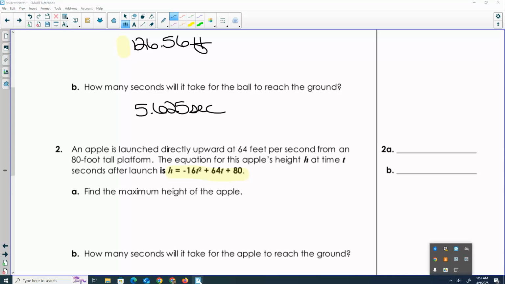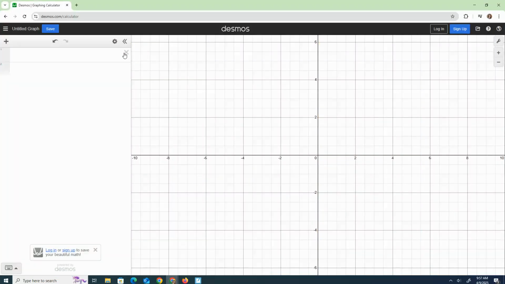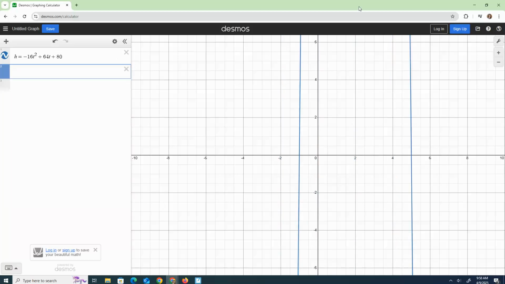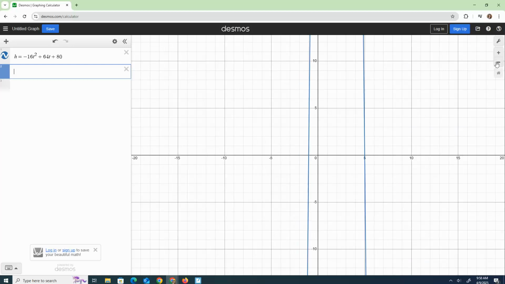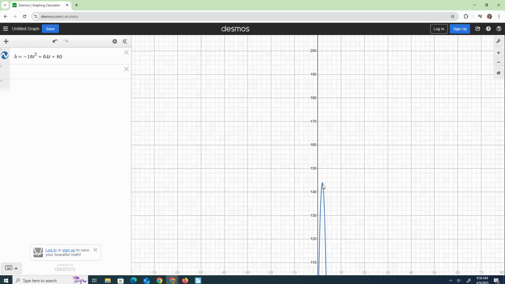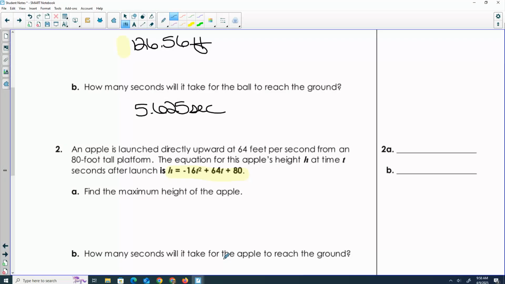So I go to Desmos, delete out what's there, type in my new equation, h equals negative 16t to the second plus 64t plus 80. And if you have a touch screen, it's real nice. Otherwise, you can either use the minus to zoom out or drag it. And we want the maximum, so the highest, which is right here, 144. So my maximum height is 144 feet.